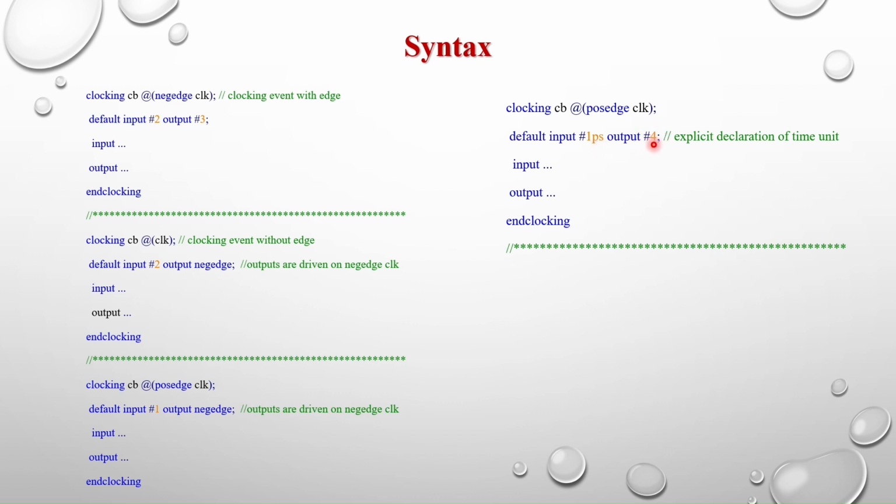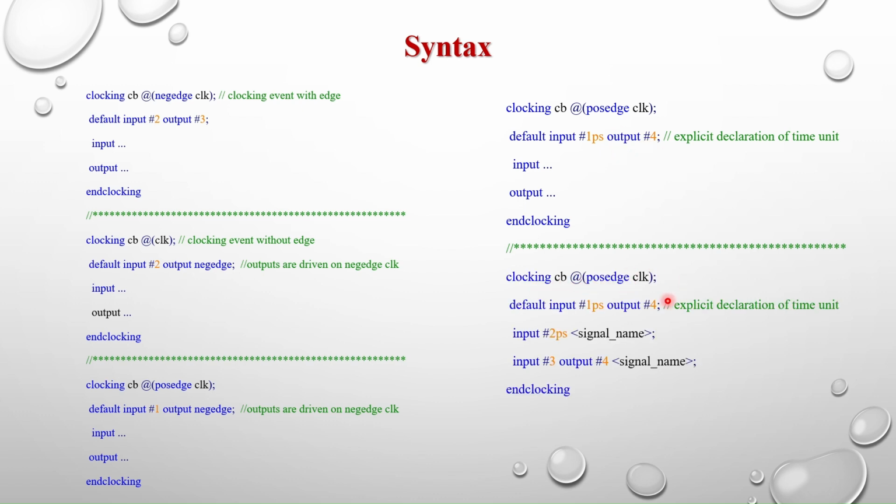If you don't declare the time unit, it will take the current time unit. So where you are using the clocking block, it will take that block's time unit, whether it is nanosecond. If your code is using nanosecond, then it will take 4 nanoseconds. If you specifically mention ps, then it will take 1 picosecond. So here you can mention it or you don't have to.